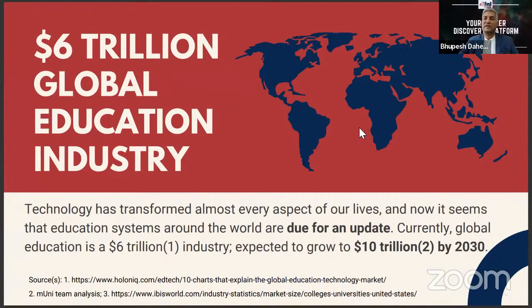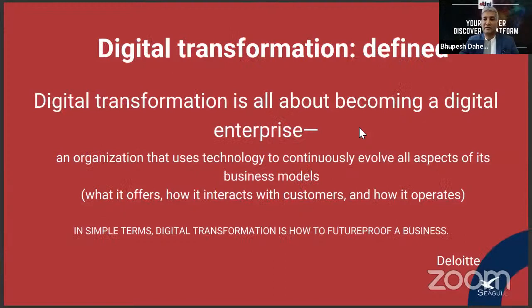Let's also understand what this $6 trillion means to us. India's GDP is roughly around $2.8 trillion. So education revenue across the world is twice the size of Indian GDP. And India is, by the way, among the top five global economies. So that's the kind of scale the education industry operates at. The software industry is roughly around $4.5 trillion, so education is much bigger than the software industry as well.